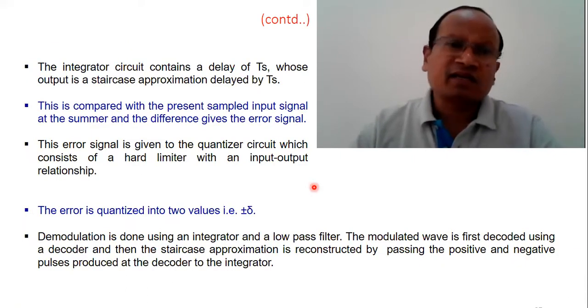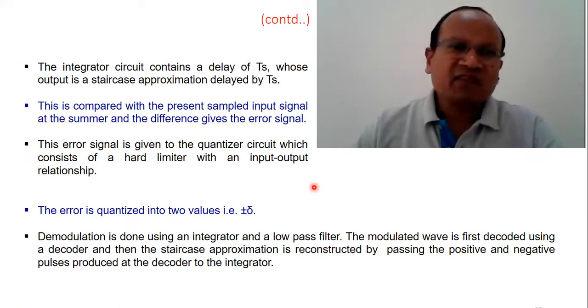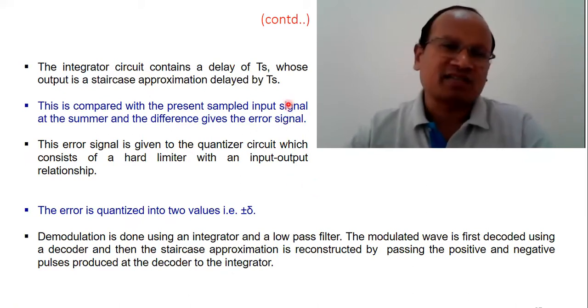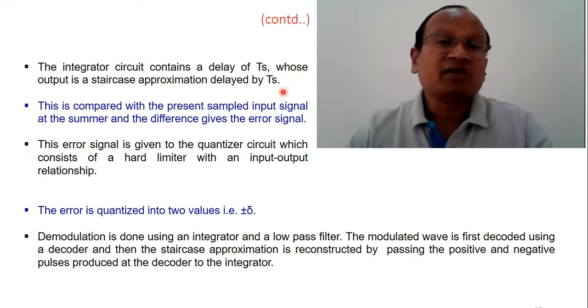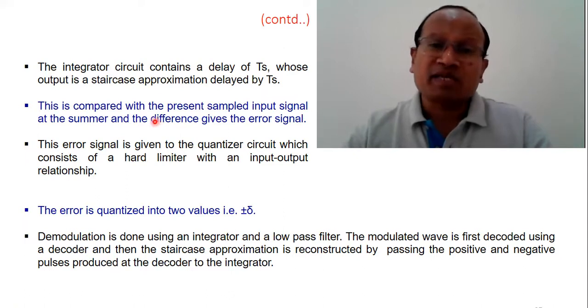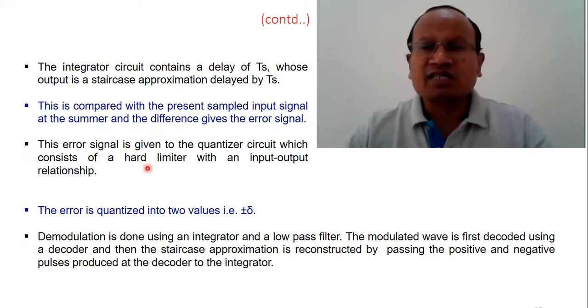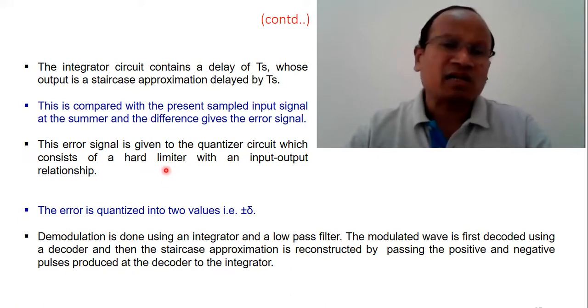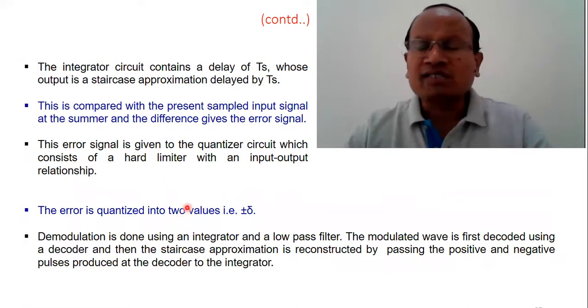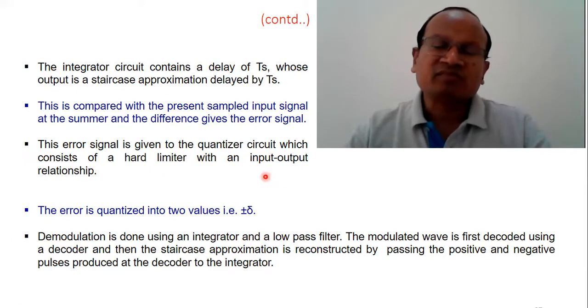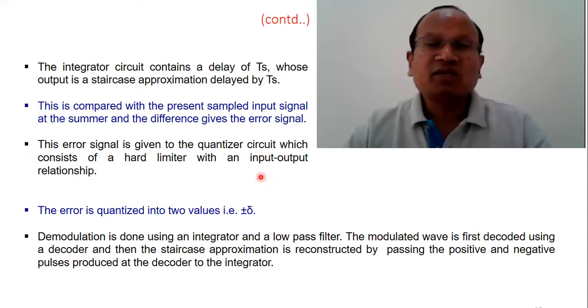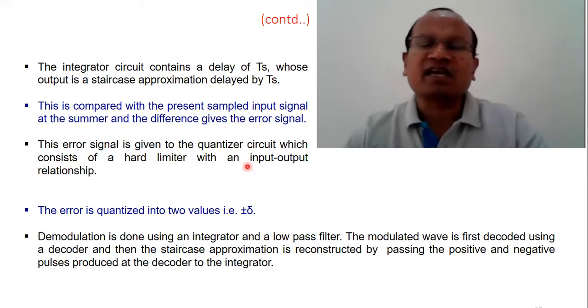So the integrator circuit here, as I told you, consists of a delay whose output is a staircase approximation delayed by Ts. We want the previous sample, so we can use an integrator. This is compared with the present sample, as we have already discussed, and the difference gives the error signal, and that error signal is subjected to a quantizer, which consists of a hard limiter and input-output relationship, and then the quantizer produces two outputs, plus minus del, and the plus minus del correspond to +1 and -1, which further correspond to 1 and 0, and we get the binary output as only a single bit.